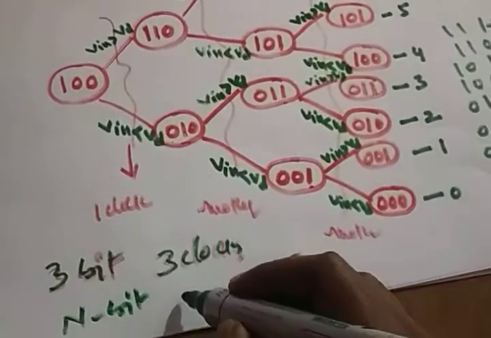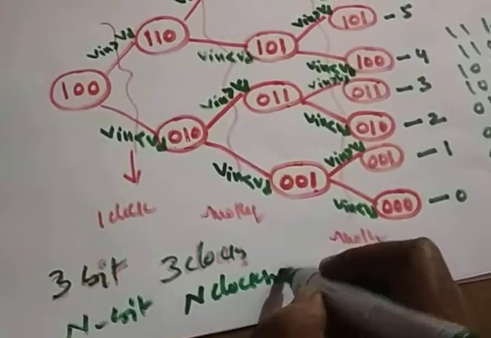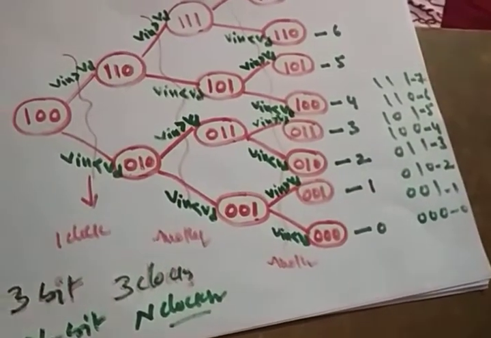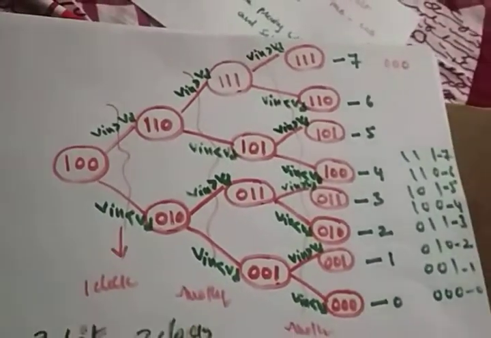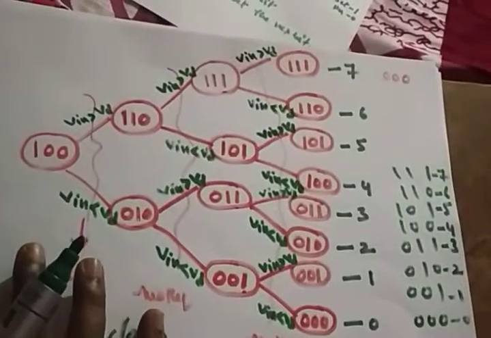So for n bits, how many clock pulses? Only n clock pulses. In the case of a counter, you need 2 power n minus 1 clock pulses each and every time. So it's a time-consuming process, and generating clock pulses each and every time is very difficult. I don't want to explain one more time because it's a clumsy process. If you really want to understand, just rewind the session, and definitely you will understand.